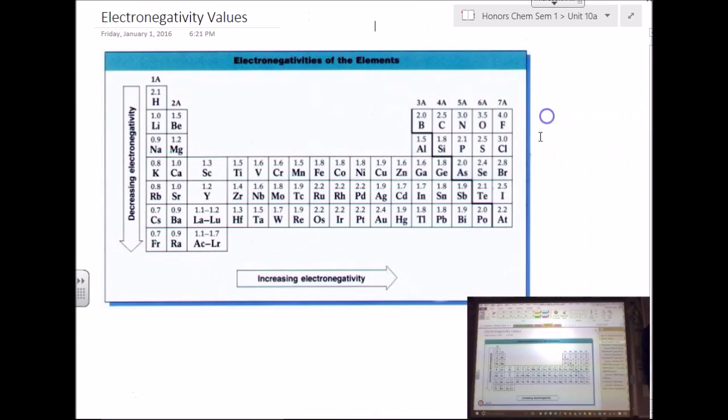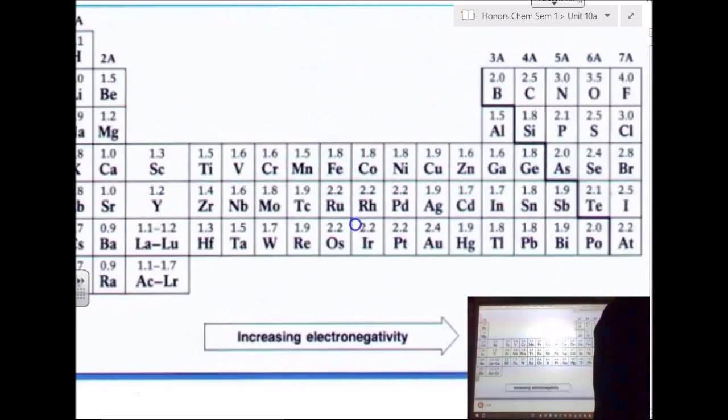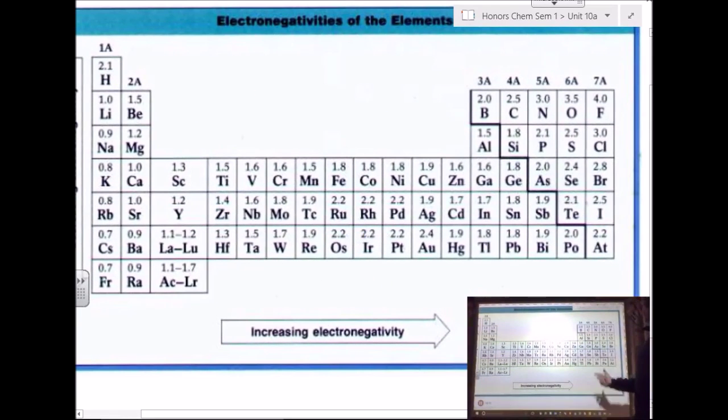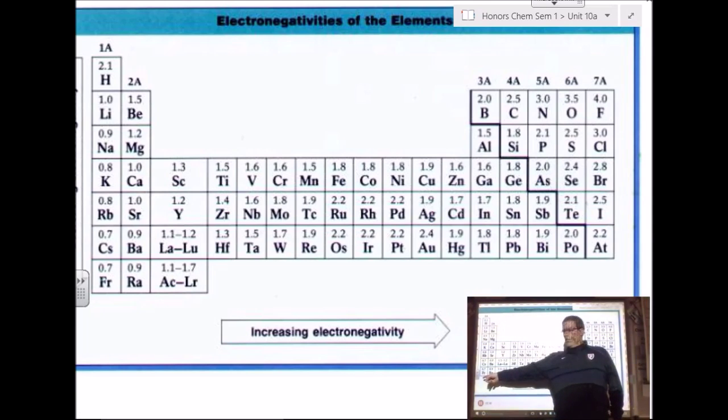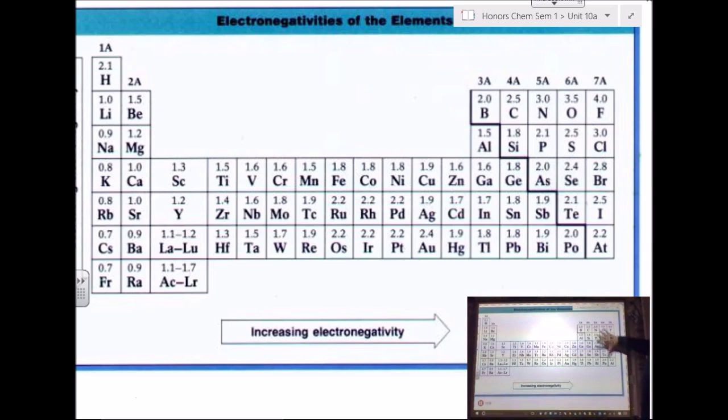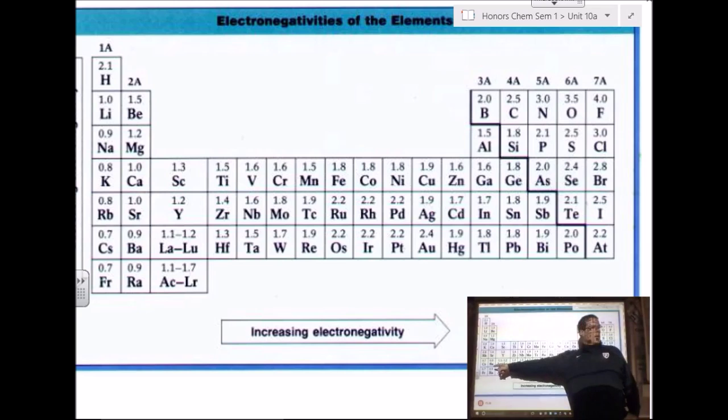So when we look at this table, let me blow it up a little bit. If I look at this table, you'll notice that fluorine has a value of 4.0, and if I look at francium, it has a low value of 0.7. What are metals trying to do with their electrons? Give them away or lose them, where the nonmetals are trying to get them. So when we look at the nonmetals, they're going to have higher values than the metals will, because nonmetals want electrons, metals are trying to give them away.